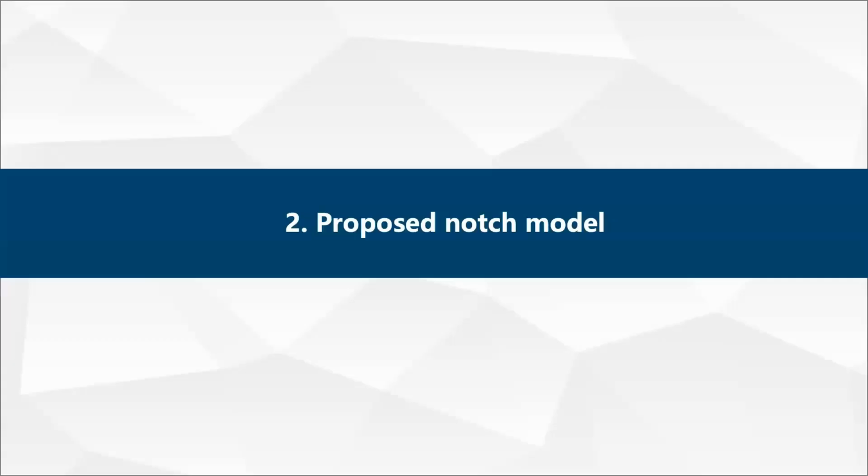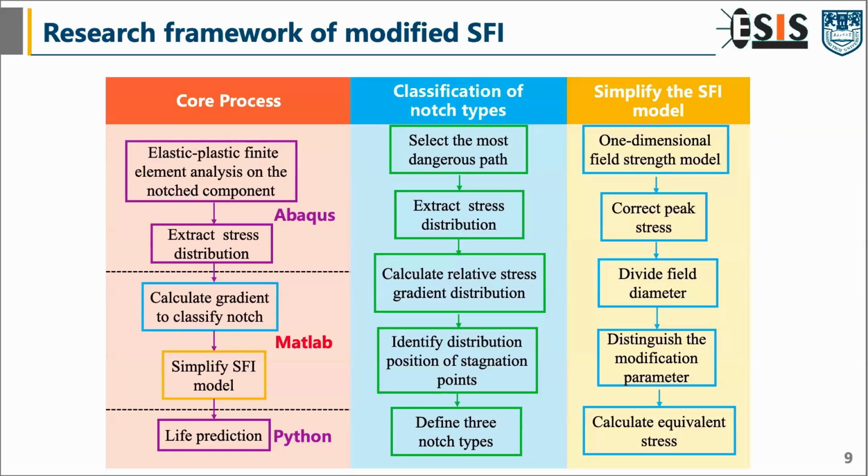And then we give the proposed notch model. Here is the research framework of the modified SFI. We did the elastic and plastic finite element analysis on the notch component to extract the stress distribution. And then we used MATLAB to calculate a gradient for classification. And after simplifying the SFI model, we can do life prediction. The classification and the simplification will be shown in the next part, and both of them have some connections.